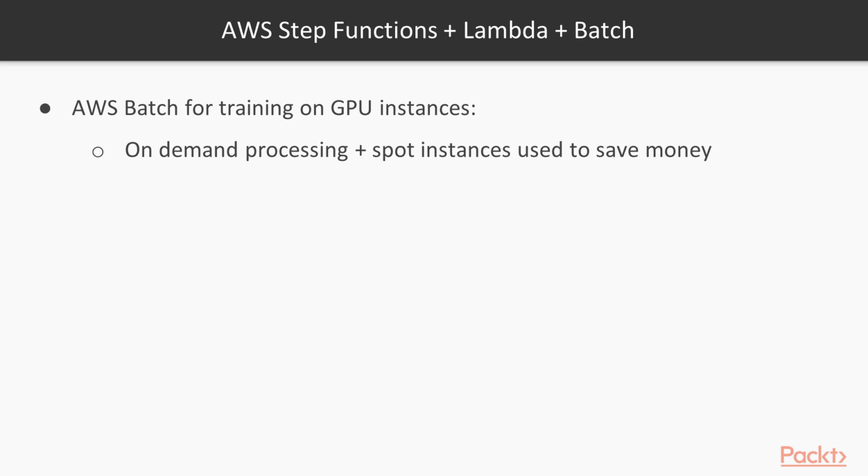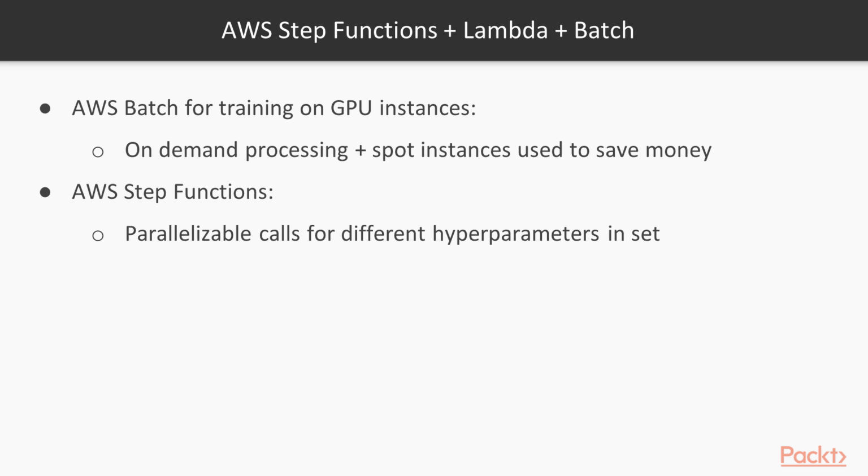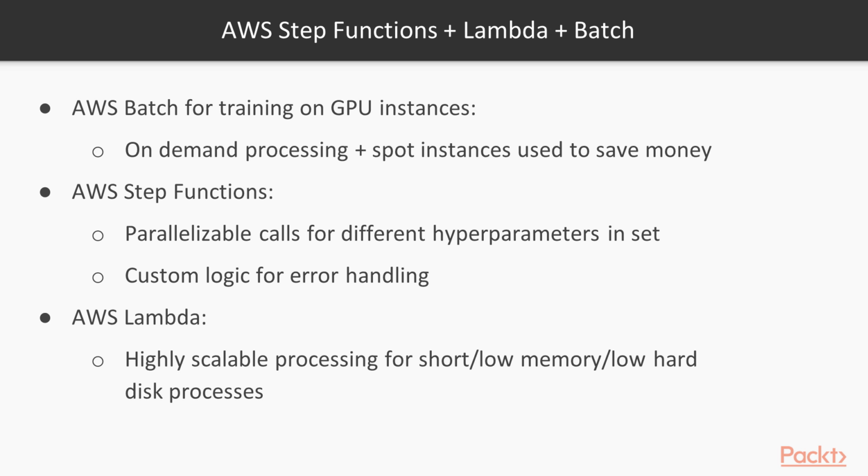AWS Batch allows us to use on-demand spot GPU instances for training, which helps to decrease the cost of training. AWS Step Functions provide a way to run multiple training jobs with different sets of hyperparameters in parallel and have custom logic for error handling. It could be used for both of the special cases mentioned before. In the case of human in the loop, step functions can wait for the event and then rerun the training. In the case of external infrastructure, step functions can pass a task token to external infrastructure and wait for a task to complete. AWS Lambda provides extremely scalable processing with a focus on short tasks that don't consume a lot of RAM, CPU, or hard disk.